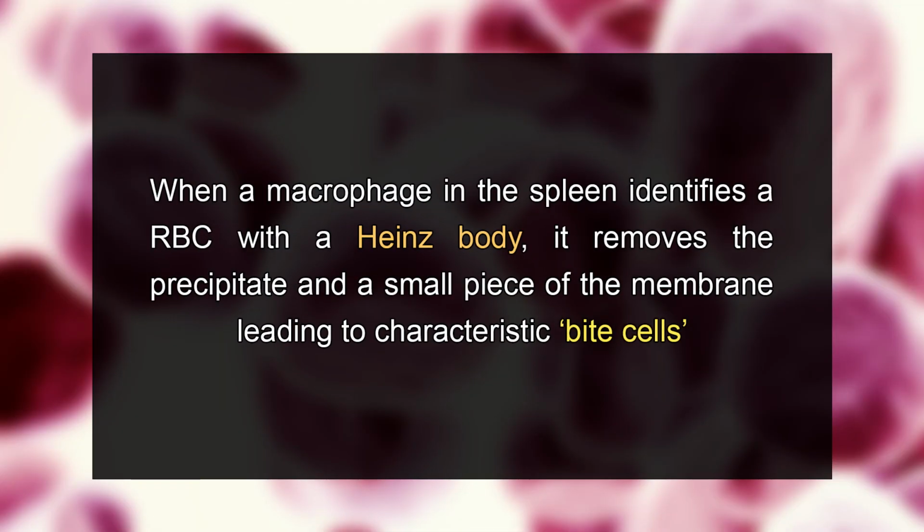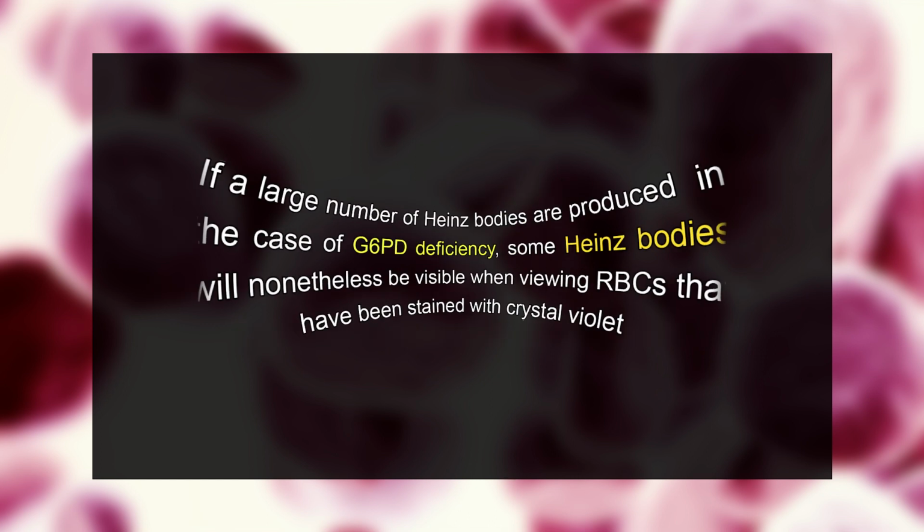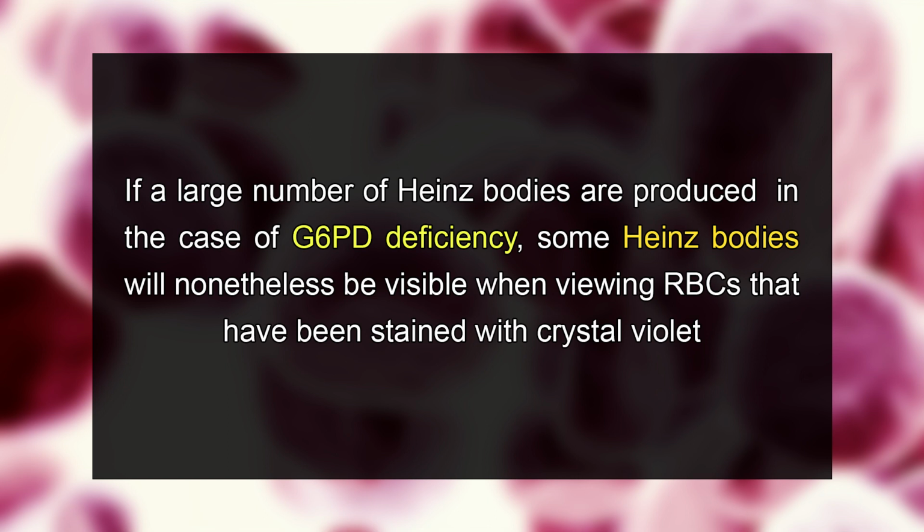When a macrophage in the spleen identifies a red blood cell with a Heinz body, it removes the precipitate and a small piece of the membrane, leading to characteristic bite cells. However, if a large number of Heinz bodies are produced, as in the case of glucose 6-phosphate dehydrogenase deficiency, some Heinz bodies will nonetheless be visible when viewing red blood cells that have been stained with crystal violet. This easy and inexpensive test can lead to an initial presumption of glucose 6-phosphate dehydrogenase deficiency, which can be confirmed with the other tests.